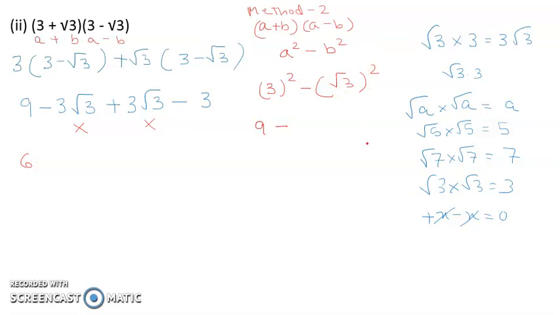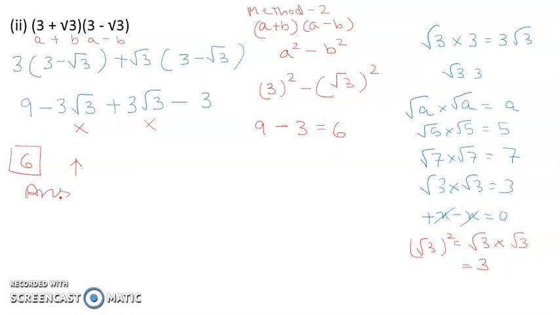Minus root 3 whole square. Root 3 whole square means root 3 into root 3. I had already explained root 3 into root 3 is 3. So 9 minus 3 is equal to 6. So either you do it by opening the bracket, and you will get the answer as 6, or by using the identity a square minus b square, then also you will get the same answer. Whichever method you find easy, you can do by that method.